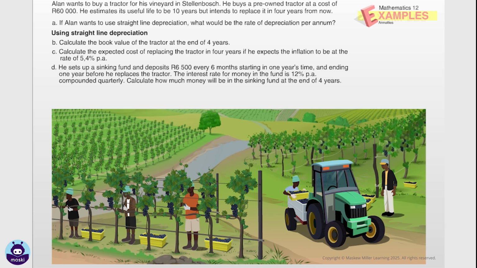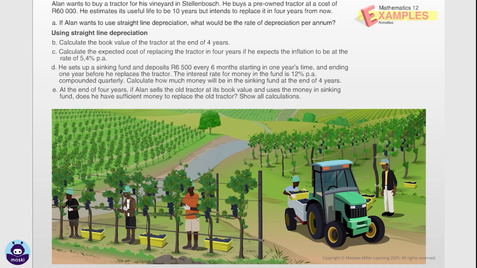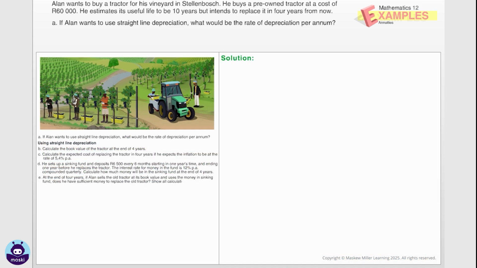Calculate how much money will be in the sinking fund at the end of 4 years. At the end of 4 years, if Alan sells the old tractor at its book value and uses the money in sinking fund, does he have sufficient money to replace the old tractor? Show all calculations. Solution. Let us note down the given data.